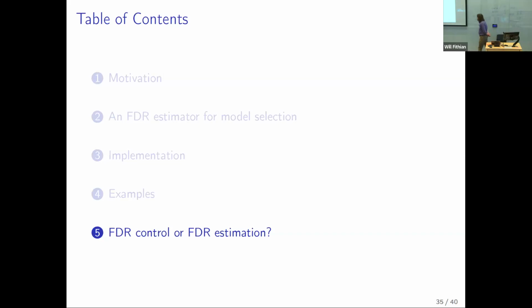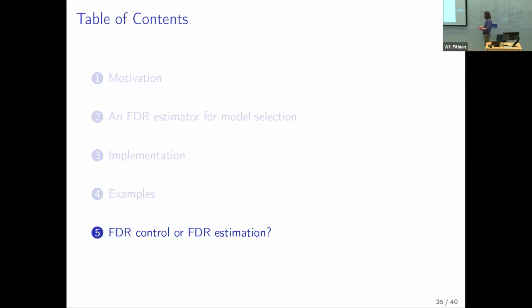Okay, so next I want to talk a little bit more philosophically about whether we should really be interested in false discovery rate control or false discovery rate. As I told you before, this method, compared to other false discovery rate controlling methods, has a lot of benefits. If we compare to a method like the BH procedure, that is not really able to use a variety of estimators, it's just looking at p-values.